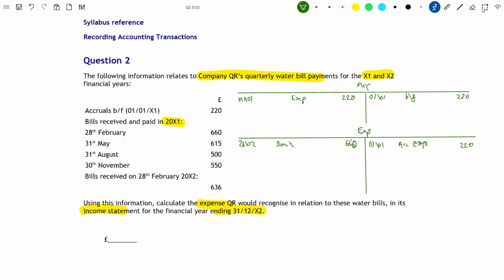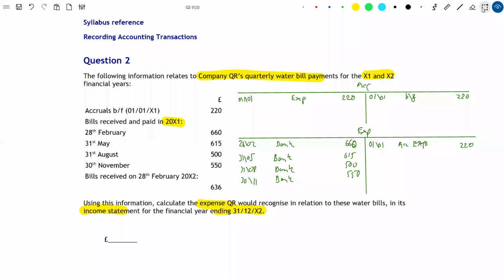Moving on, we can then record the 3 remaining transactions that we have relating purely to the X1 financial year, okay? So on the 31st of May, again, we are going to credit our bank account with £615 and we're going to debit our expense account. On the 31st of August, again, credit bank, this time with £500, debit expense. On the 30th of November, again, credit bank, this time with £550 and debit the expense account with the same amount, okay?